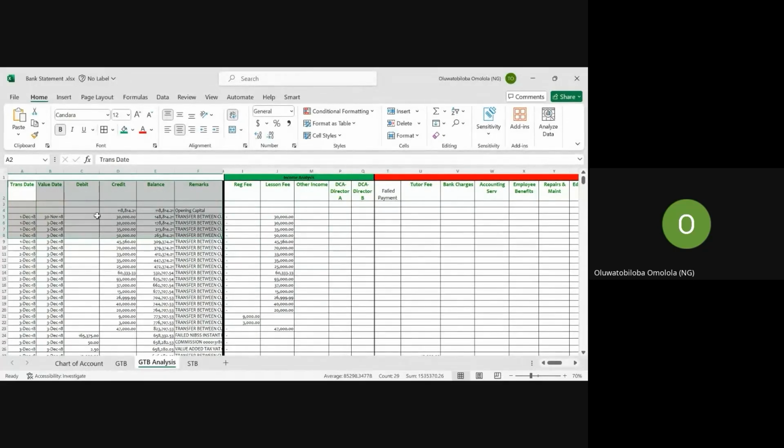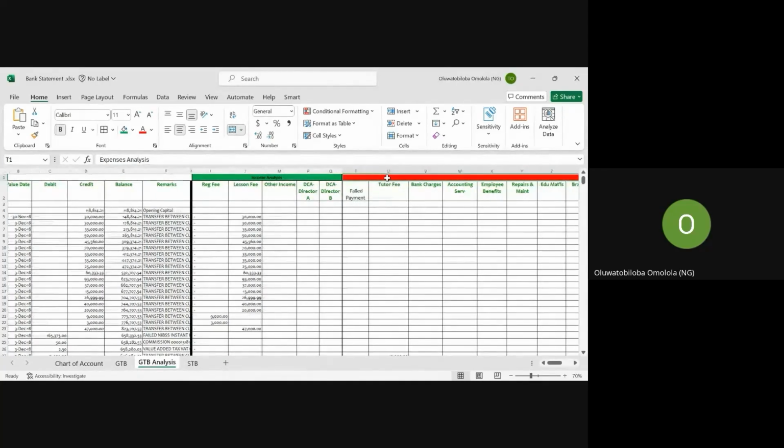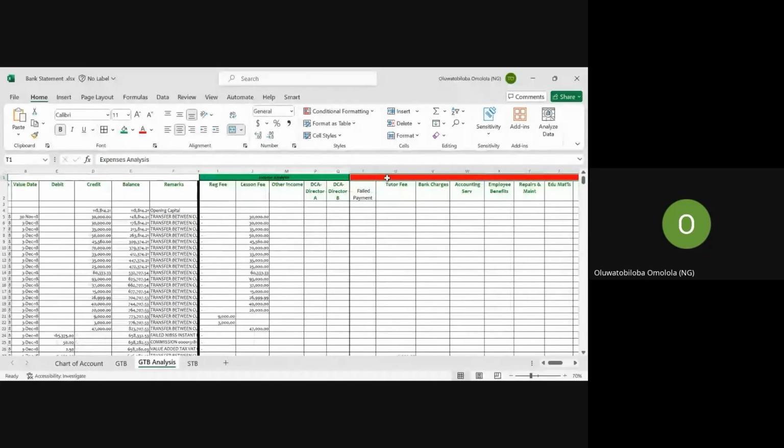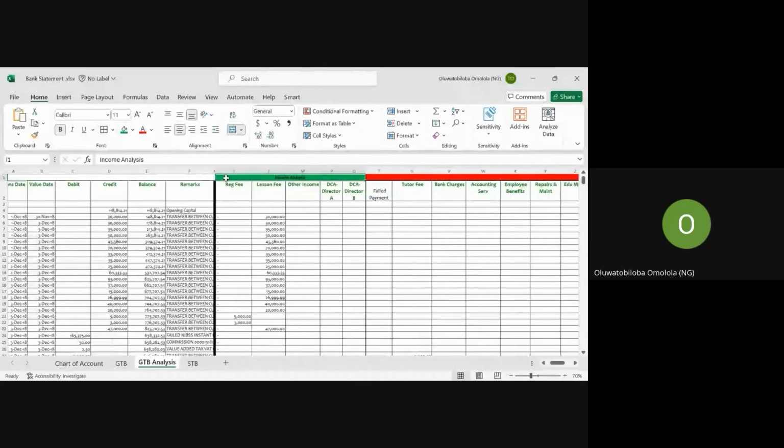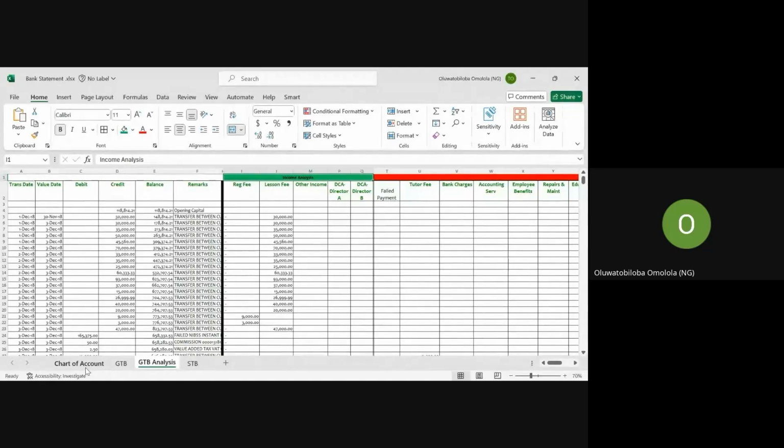I have now analyzed it, right? So I'm analyzing them under income and I'm analyzing them under expenses. So see the way I just spread it out. And what is informing my spread out? What is informing my spread out is my chart of account, right?